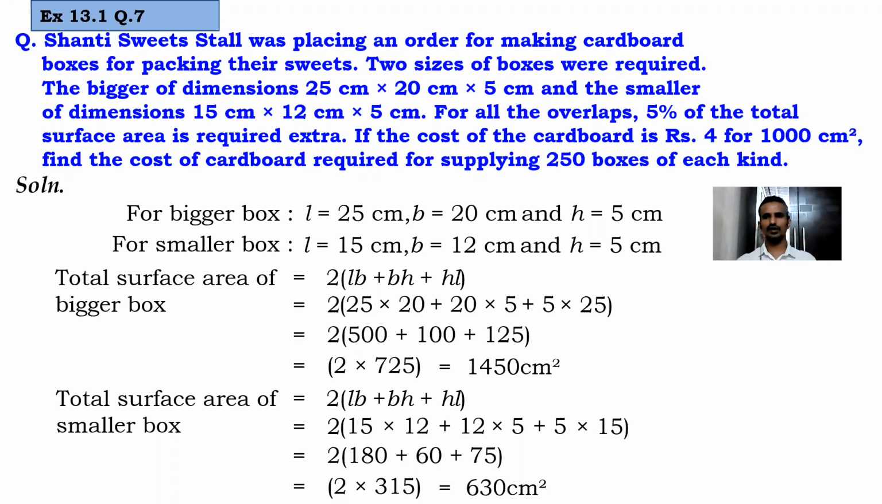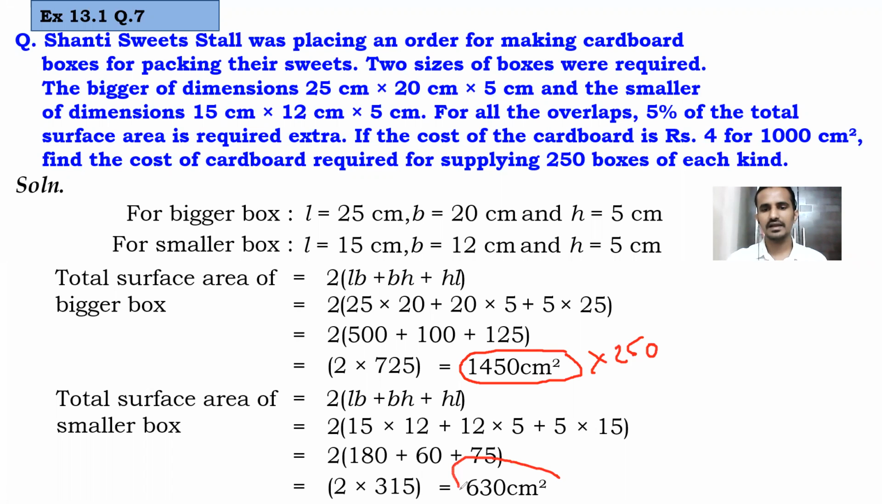So now we know the surface area of each box. Now how many such boxes are required? Now understand students, we require 250 such boxes. So what we can do is we can multiply this answer 1450 by 250. Okay, so we'll get the surface area of all the bigger boxes. Then we'll multiply this second answer again by 250, so we'll get the surface area of all the smaller boxes, and then we'll add them. दोनों को हम add कर देंगे. So we'll get the total surface area of the cardboard required.